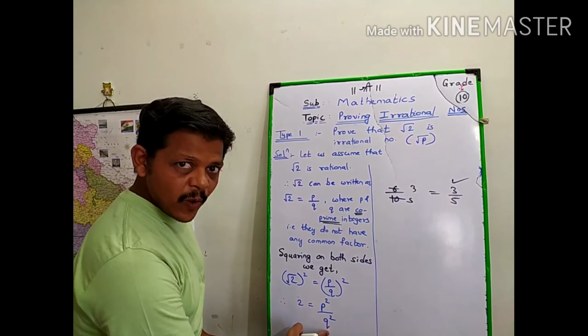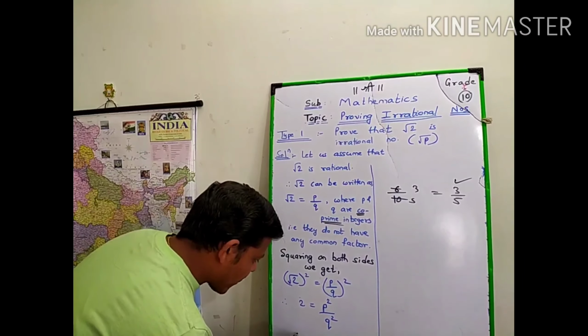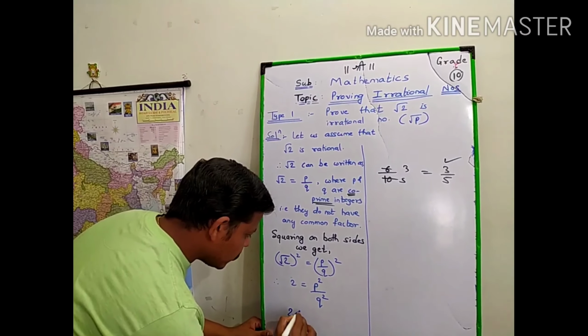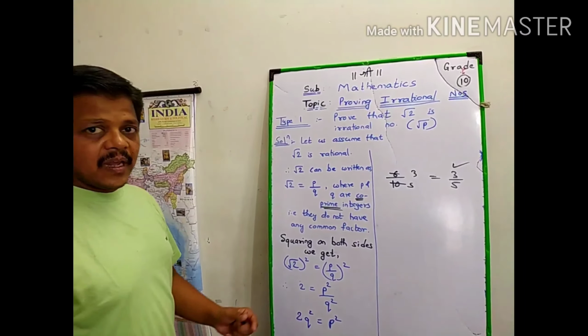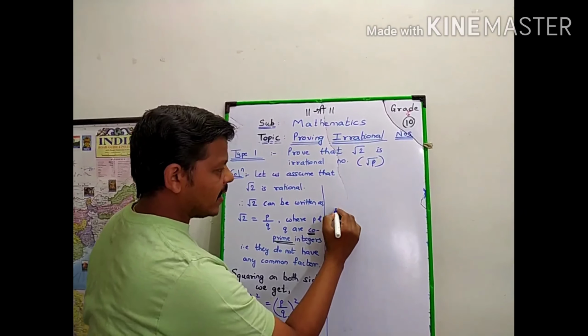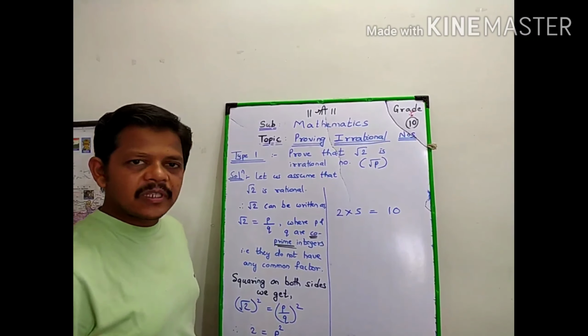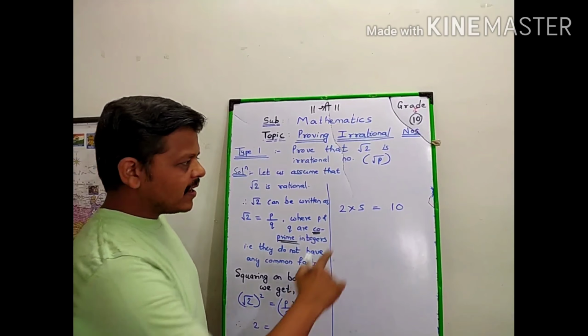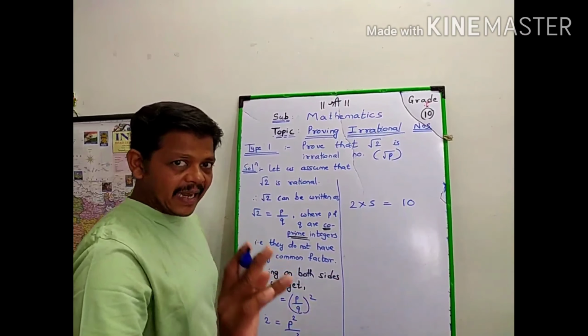This q square, which is divided, comes here and becomes multiplied. So see very carefully what is going to happen. 2 into q square is equal to p square. Now, just understand an example over here. What I am writing: 2 into 5 is equal to 10. What does this mean? 2 is a factor of 10. 5 is a factor of 10.